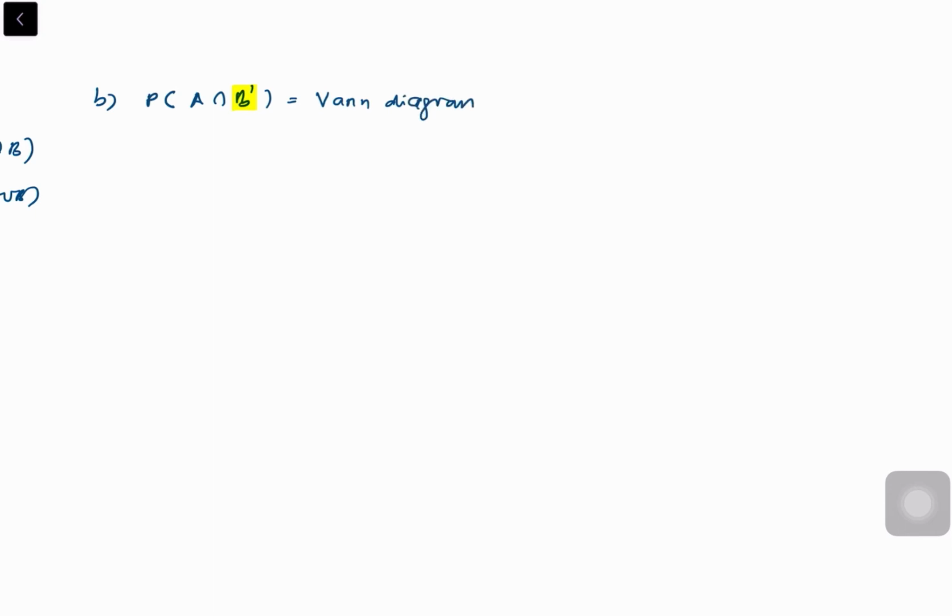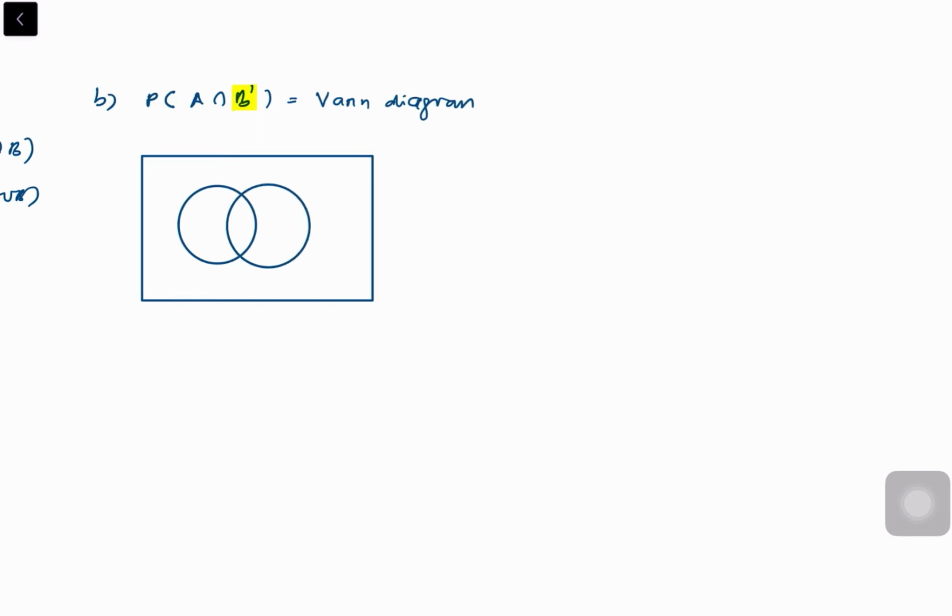Okay, so let's say that we have a Venn diagram. Let's draw two circles, which represent the events A and B. Now we're looking for A intersect B complement. So I'm going to draw the region for A first. This is the region for A, and the region for B complement, which is outside of B.